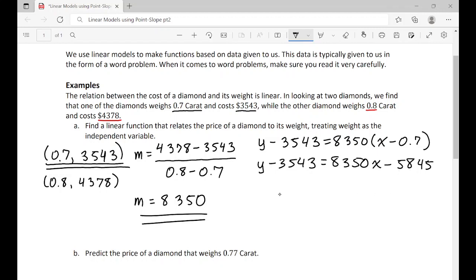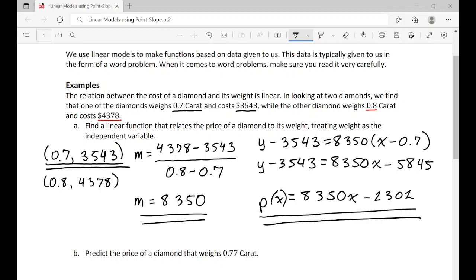And so I'm going to end up getting y equals 8,350x minus 2,302. And since we want it as a linear function, we can just change out y to f of x if we want to. But since we're dealing with the price of diamonds, we can just call this p of x if we want. But in any case, this would be the function that models it.